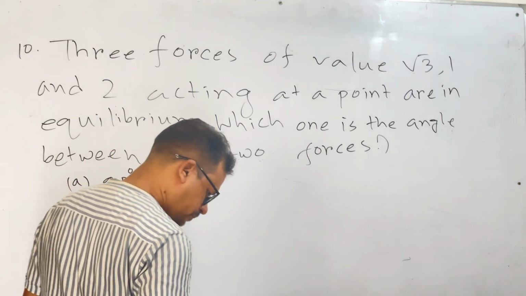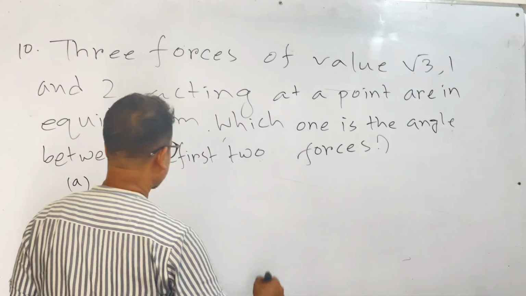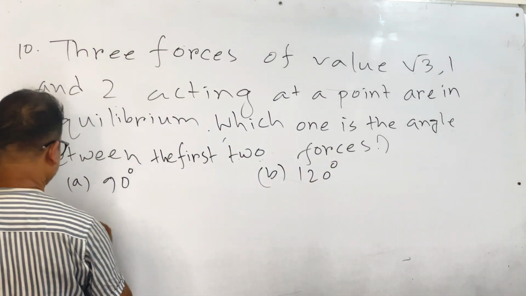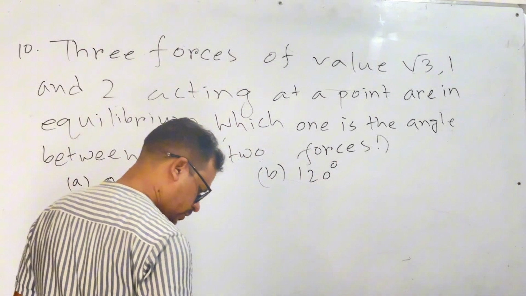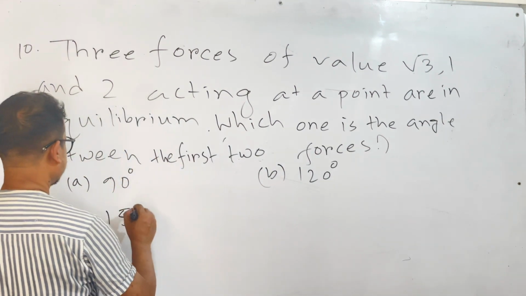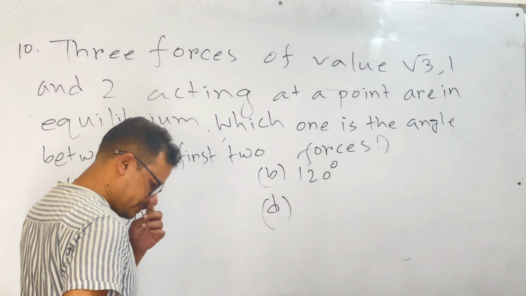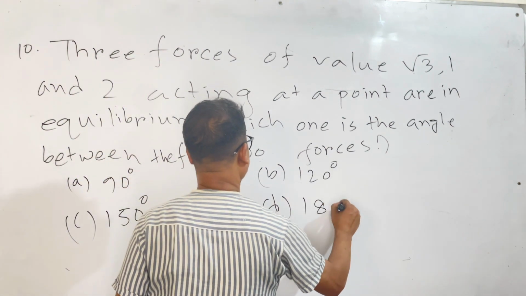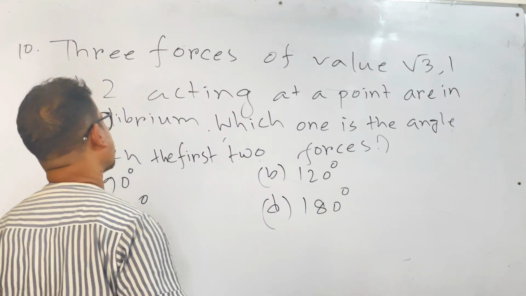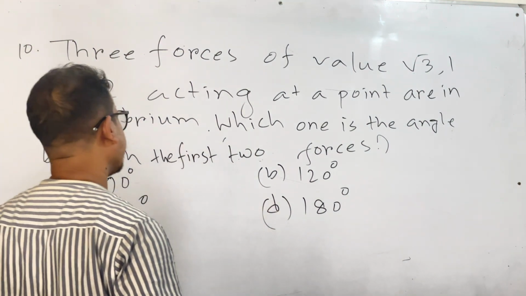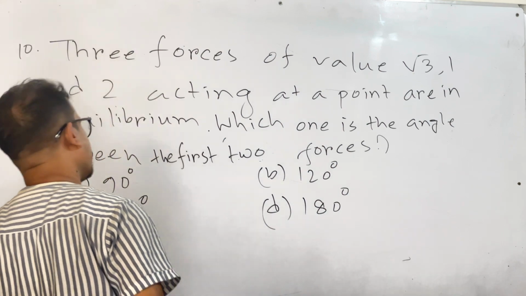Degree. 120 degree. C, 150 degree. D, 180 degree. Okay. Three forces of value root 3, 1 and 2 acting at a point are in equilibrium.